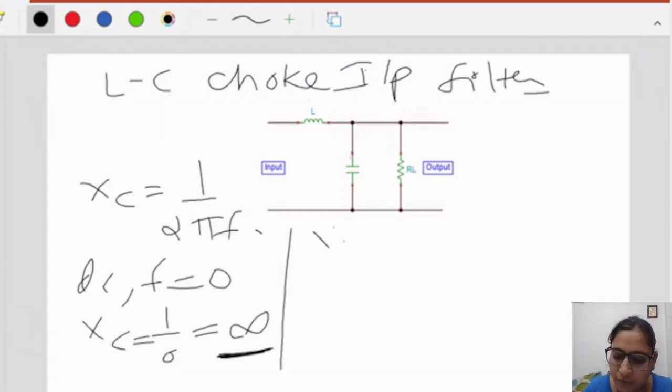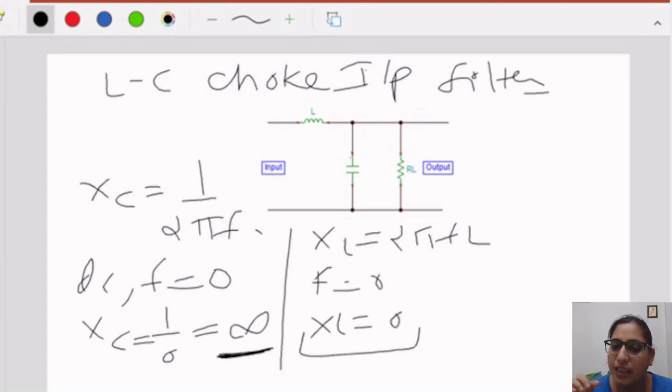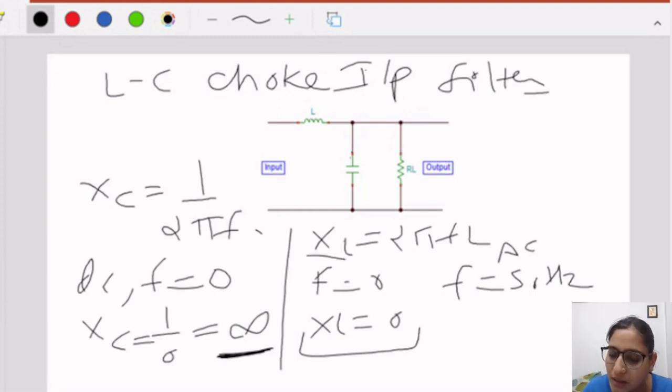Similarly, in case of inductance, we know that XL is 2 pi FL. So for the DC component, F is again 0, so XL will become 0. It means it will provide low resistance, almost 0 resistance, in case of DC. When F has some value in an AC signal, let's say 50 Hertz, we put in 50 Hertz and take XL accordingly. But at the maximum level, this frequency can increase to infinity, and at that time XL will become infinite.